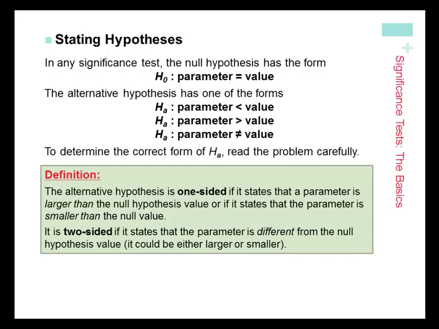Definitions again of one-sided versus two-sided. The alternative hypothesis will be called one-sided if it states the parameter is larger than the null hypothesis value, or if it states the parameter is smaller than the null hypothesis value. The alternative will be considered two-sided if it states the parameter is different from the null hypothesis. It could be either larger or smaller. We don't care in which direction it's going. All we care about is there's a difference.